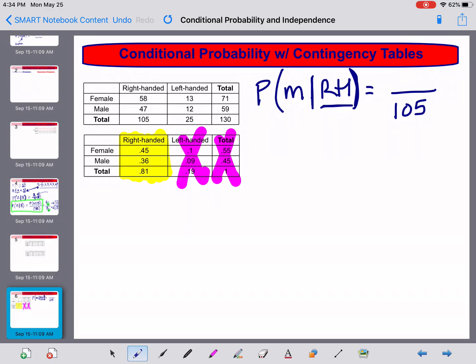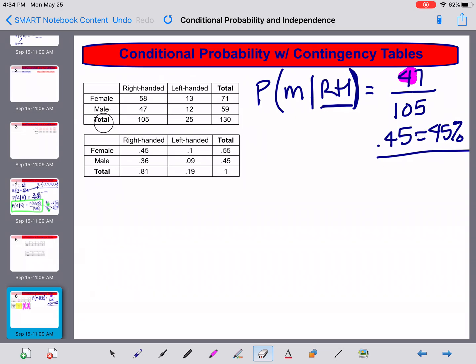Well, the male, we can see, is right here. 47 over 105, which gives me, let's call it 0.45 or 45%. So that's the probability, given that I already know they're right-handed, of it being a male. So the way this works, we can disregard some things based off what we are assuming is already happening. So why don't we try another one here?